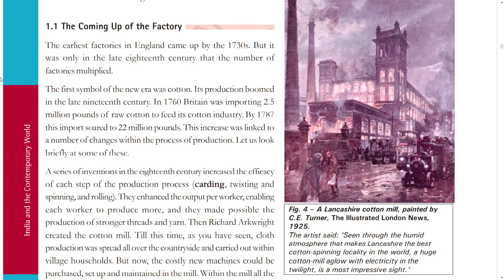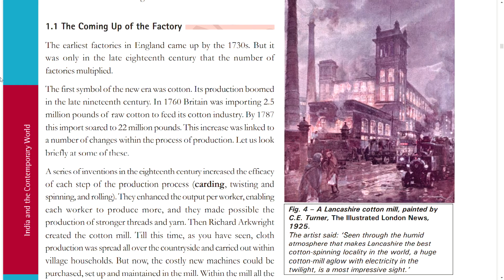A series of inventions in the 18th century increased the efficiency of each step of the production process: carding, twisting, spinning and rolling. They enhanced the output per worker, enabling each worker to produce more, and they made possible the production of stronger threads and yarn.